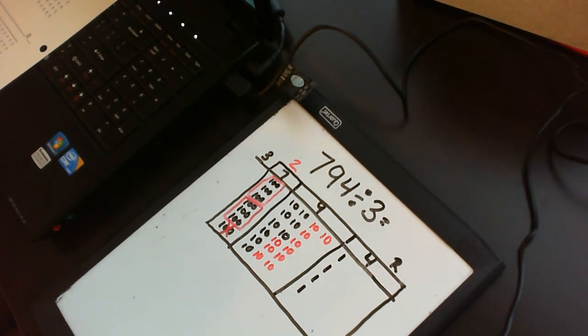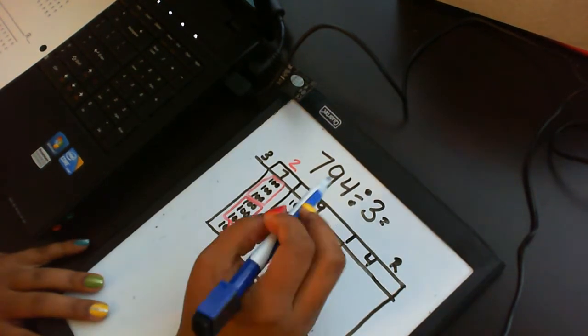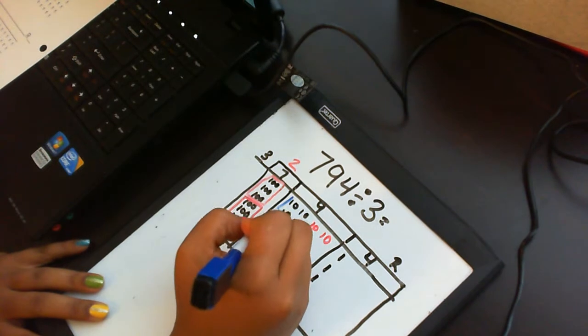So, got my crayon, my marker, my pencil. The good thing about this way is you probably don't have to color code as much, but then again you might. It's your preference. So now I'm going to be boxing groups of 3.